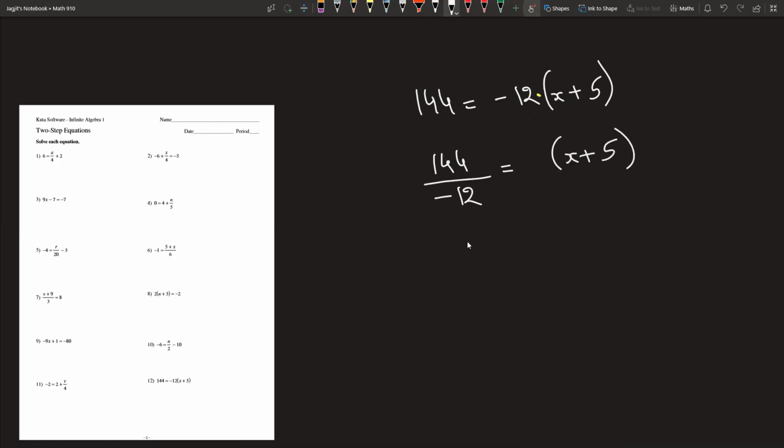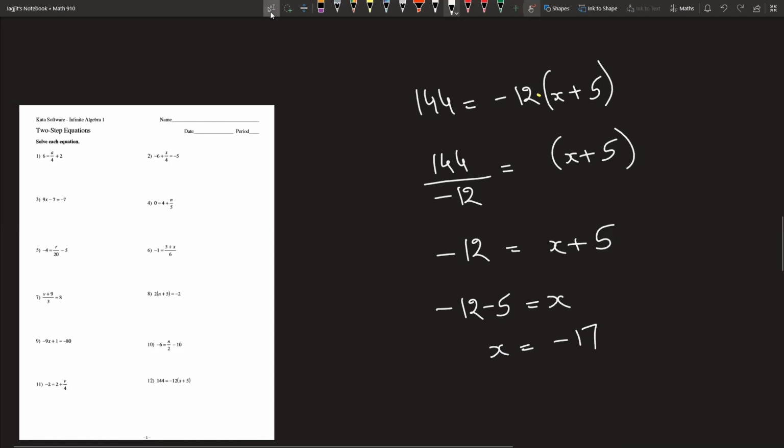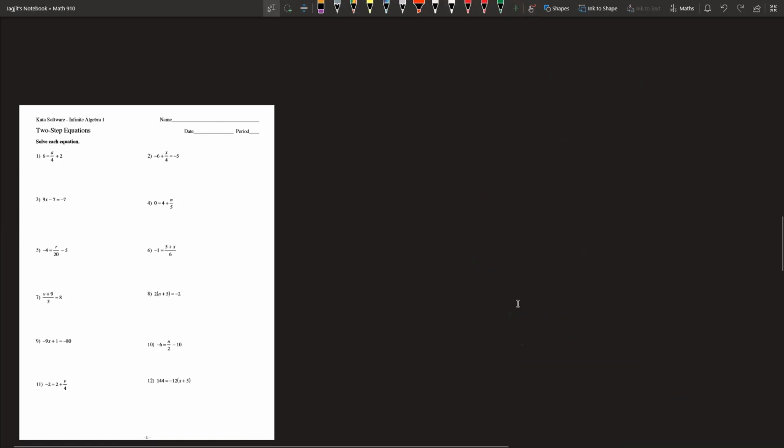Now 144 divided by 12 is 12. And you just move the negative to the top. You get this. Is equal to x plus 5. Now you're going to move plus 5 to the other side. It's going to become -5. So x is -12 minus 5, which is -17. Does that make sense? Yep. Okay, this is tricky. I'm going to ask you guys to practice these questions afterwards. So make sure you're paying attention.